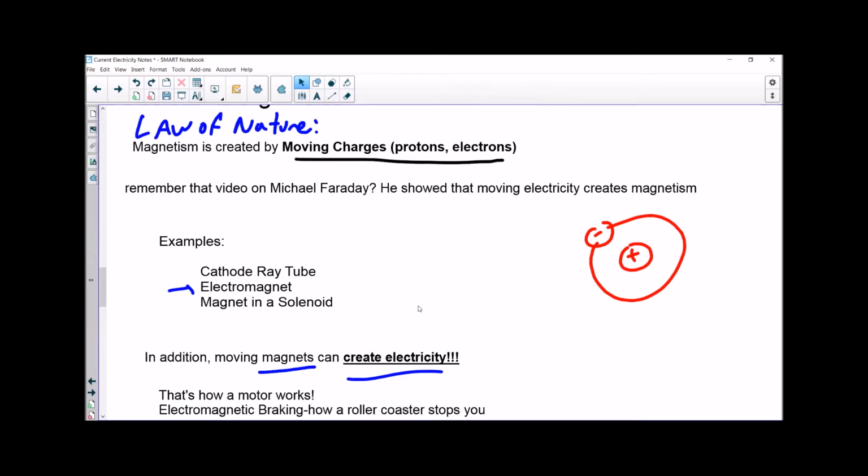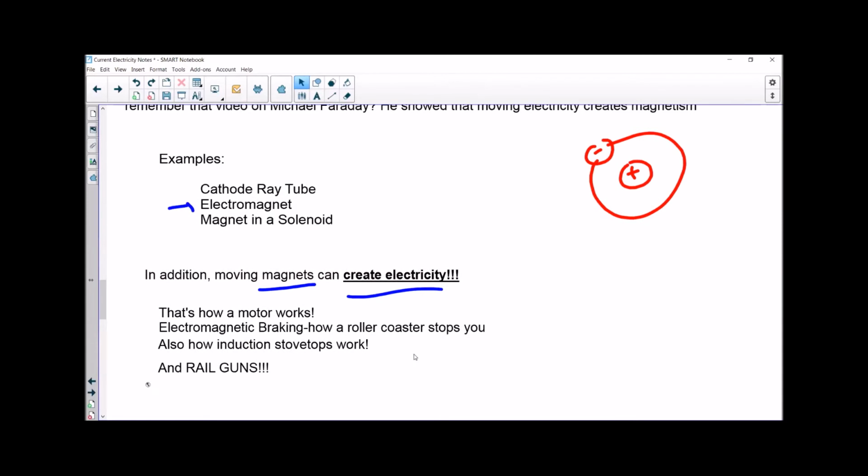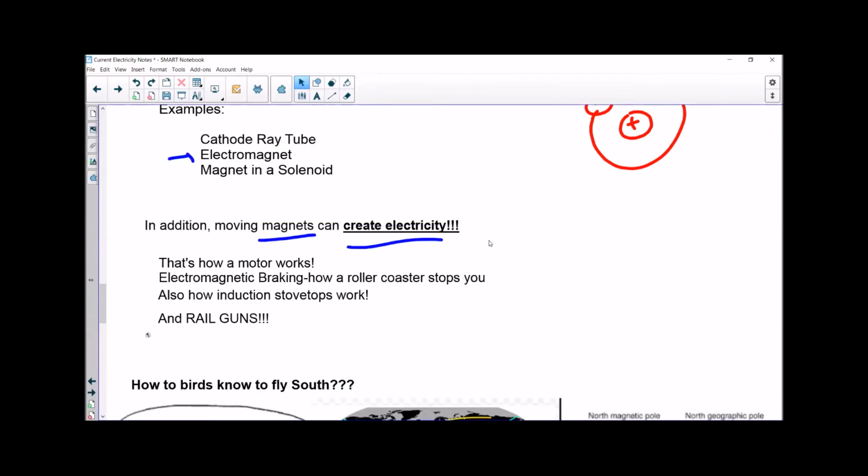Now, just like how we talked about magnetic fields and electric fields being related, if moving charges like protons and electrons can create magnetic fields, there is a second law which says moving magnets can create electric fields, or electricity. That's the principle of how a motor works. An electric motor works by passing electricity through a coil of wire and making a magnetic field. That magnetic field then interacts with another magnet and causes the motor to start spinning. It's the same principle as how electromagnetic braking works.